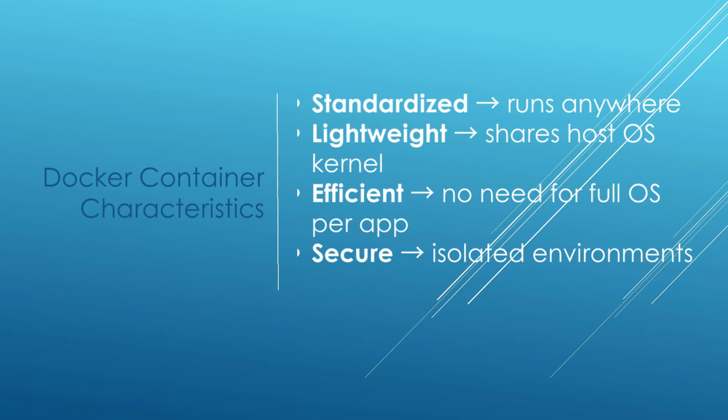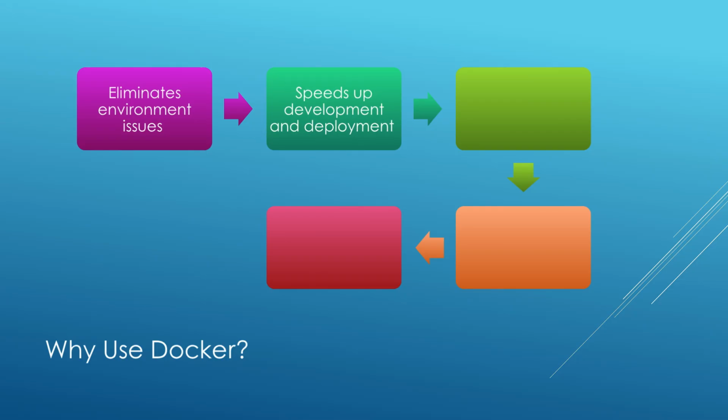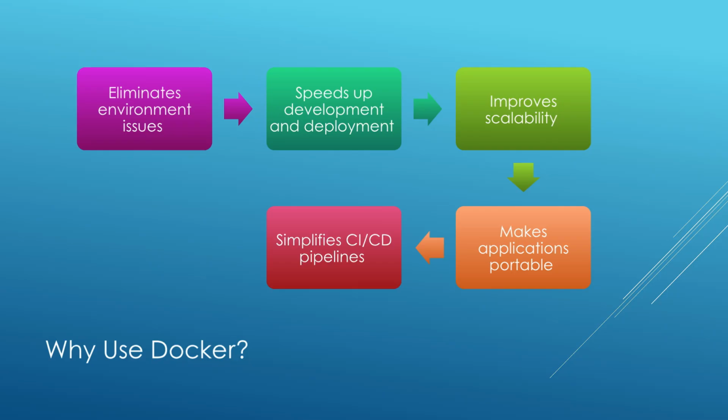So why are companies and engineers using Docker everywhere today? First, it removes the classic problem: it works on my machine but not in production. Second, it makes deployment faster. You don't need to configure servers manually anymore. Third, portability. You can take your application from your laptop to AWS to Kubernetes and it will still work the same way. And finally, Docker fits perfectly into CI/CD pipelines.